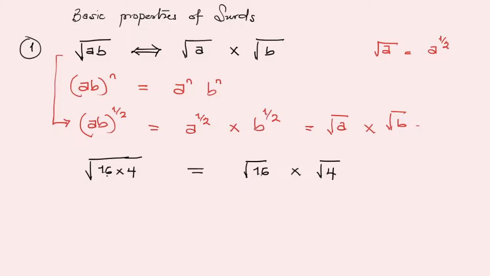Now let's solve this side first. We have that 16 times 4 is equal to 64, so the square root of 64, and we know that the square root of 64 is a rational number, 8. Now what about the square root of 16 independently? That is 4. And the square root of 4 is equal to 2. So 4 multiplied by 2 is equal to 8. So this is equal to this. So you can tell that when you have the radical sign over a multiplication, this is the same as the square root of the constituents under the radical sign multiplied independently. So the square root of ab is equal to the square root of a multiplied by the square root of b.